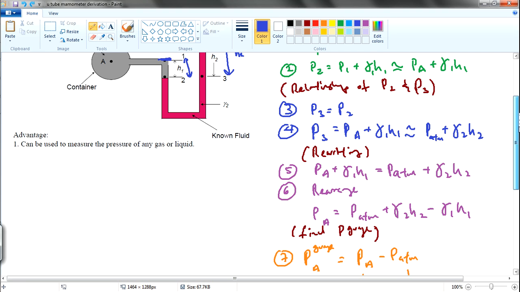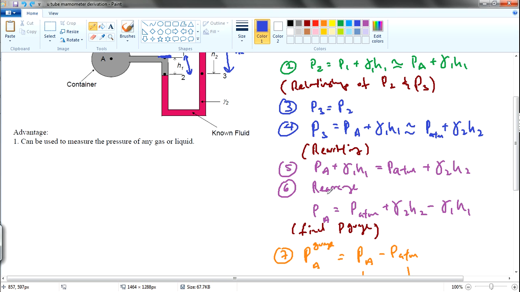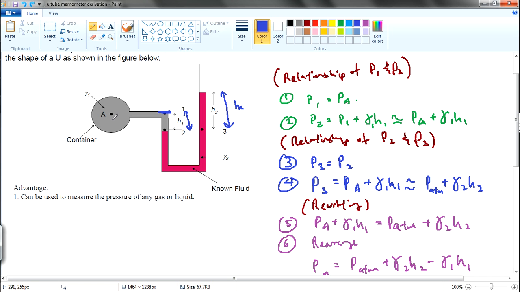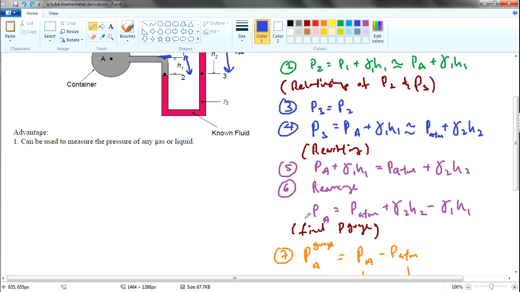Now rearrange, okay. How do I rearrange? Good question. So I just bring rho 1 h1 over here. That's minus. So PA. So now it's in terms of point A, so now it's in terms of P1. So P1 itself, whatever P1 changes, everything changes. So P1 is the one that we set to be the variable that we are working on.